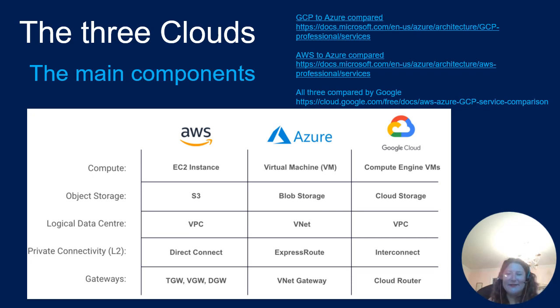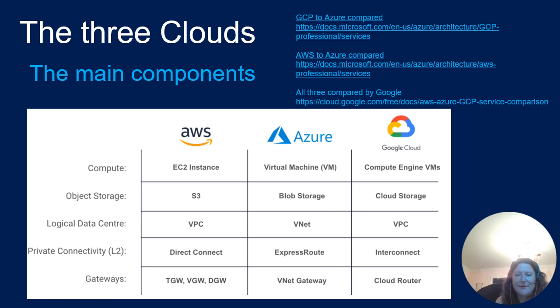AWS to Azure is the next one. Again, it's by Microsoft, so Microsoft might be a bit biased towards Azure in that comparison. And then there's a Google link at the bottom where it compares AWS, Azure, and Google Cloud. So those three links are really useful.